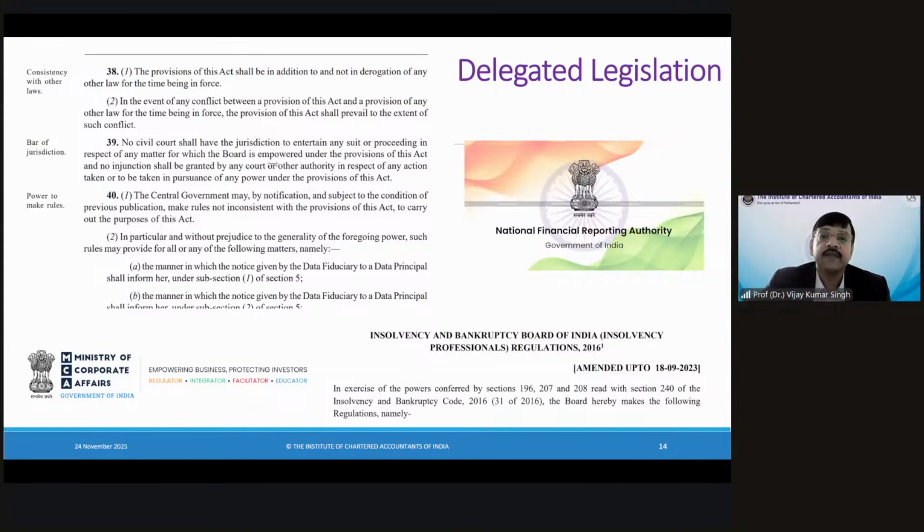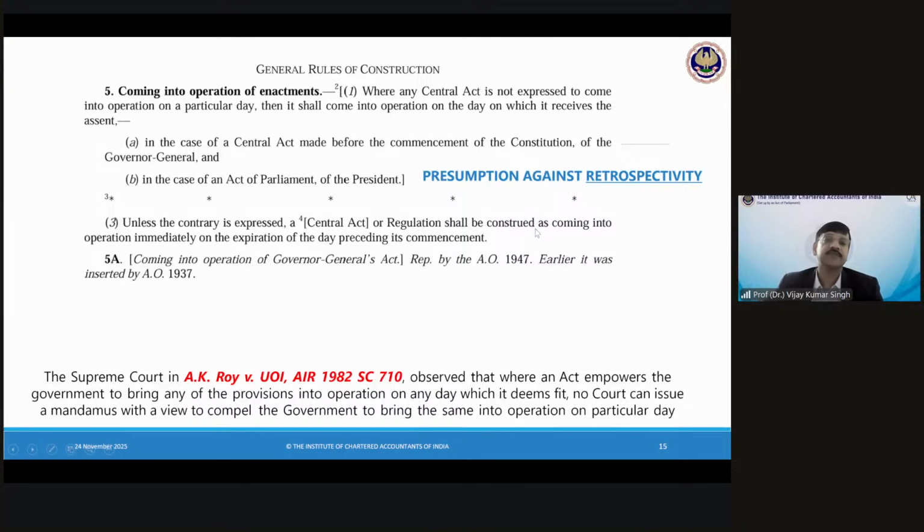Let me move ahead and talk about commencement. Section 5 of the General Clauses Act talks about commencement, or you can say the general rules of construction on the coming into operation of an enactment. So let us read the provision. Where any central Act is not expressed to come into operation on a particular day, then it shall come into operation on the day on which it receives the assent.